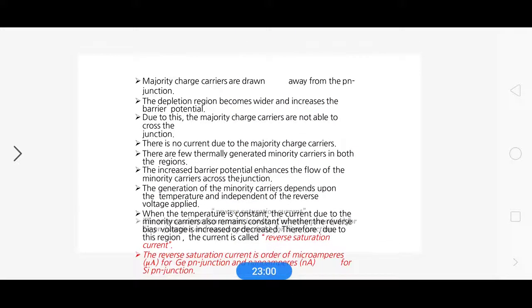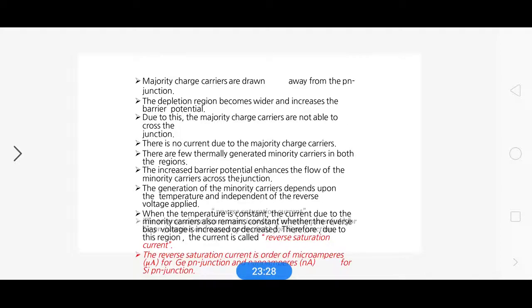Means the opposition for the movement of the charge carriers is increasing in the reverse bias. Means the resistance increases. So the majority charge carriers are drawn away from the PN junction, and the depletion layer becomes wider and increases the barrier potential also. The electric field is increasing, means the barrier potential is increasing.